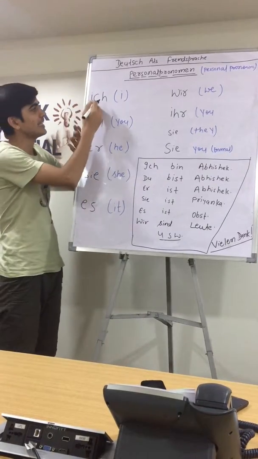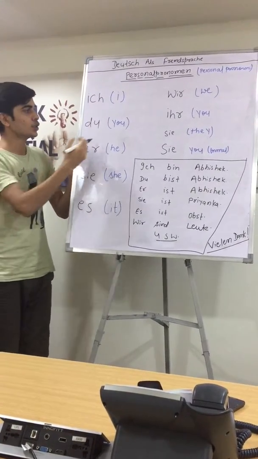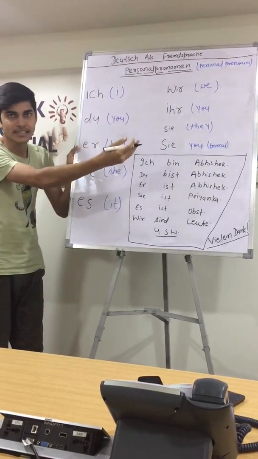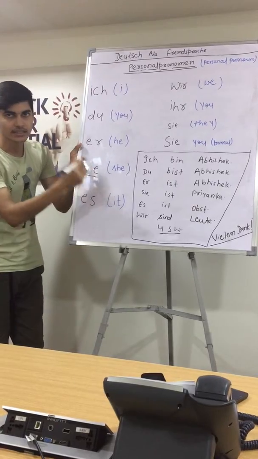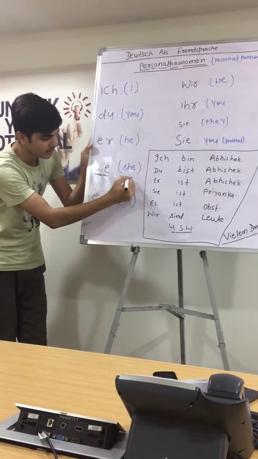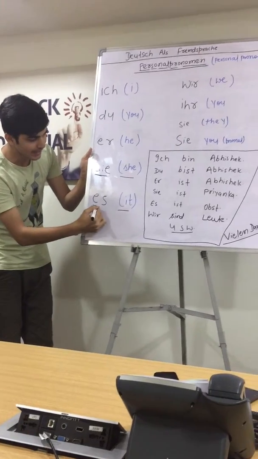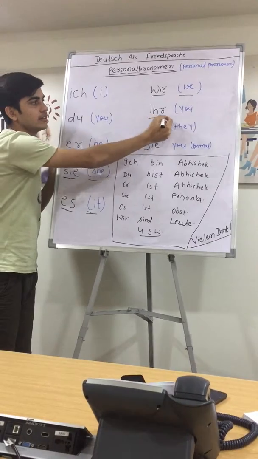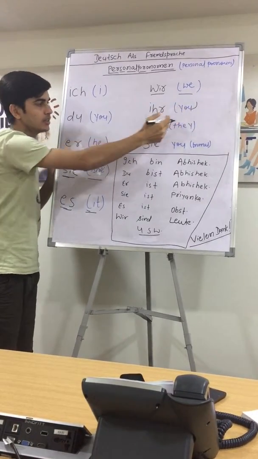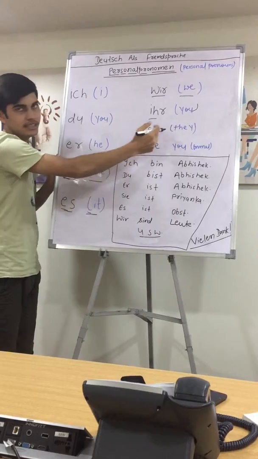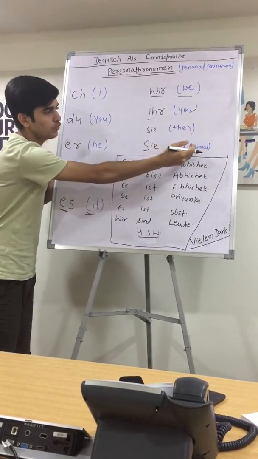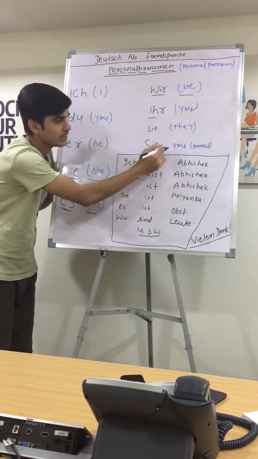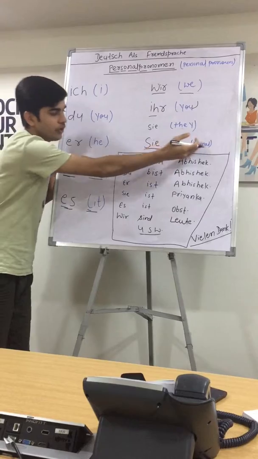So the first one is ich, I; du, you; er, he; sie, she; es, it; wir, we; ihr, you; sie, they; and Sie, you formal. When you have to give respect to someone, then you must use Sie, that means you formal.